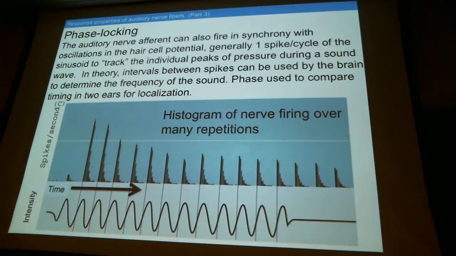The other reason that phase locking is really critical is, as we'll see later in the lecture, that we can use phase, or the timing of these spikes relative to the sound, as a cue for comparing across 2 different ears for the purpose of sound localization.